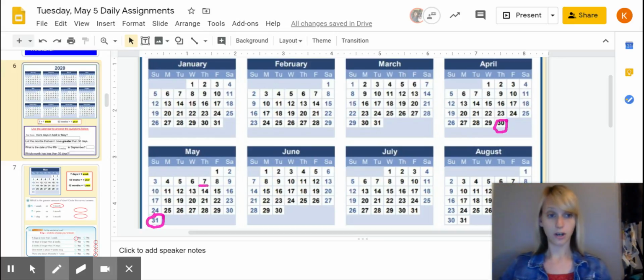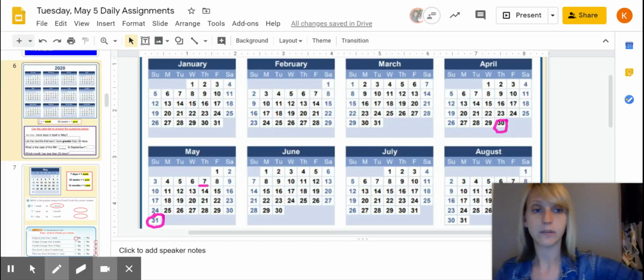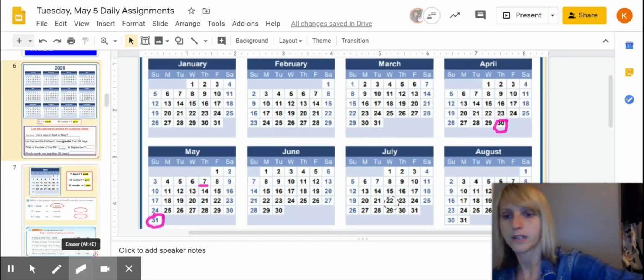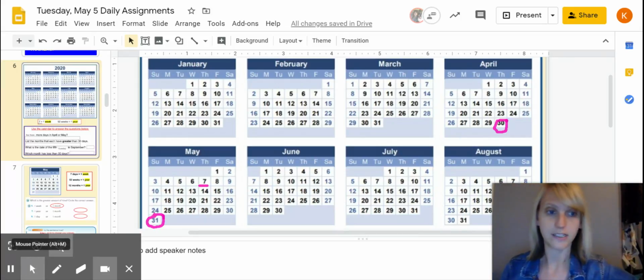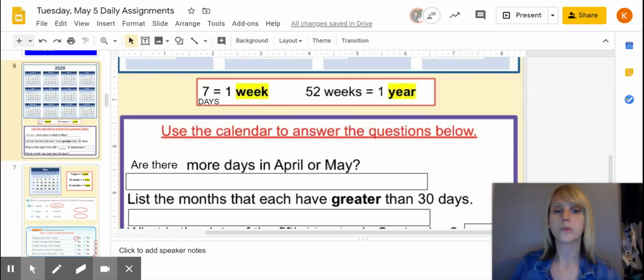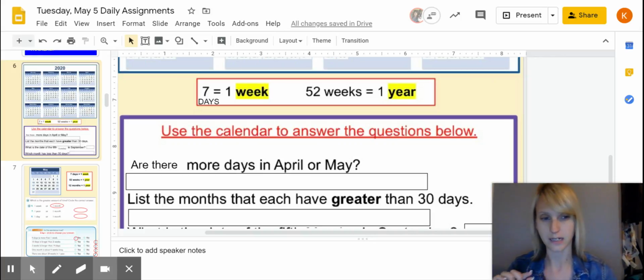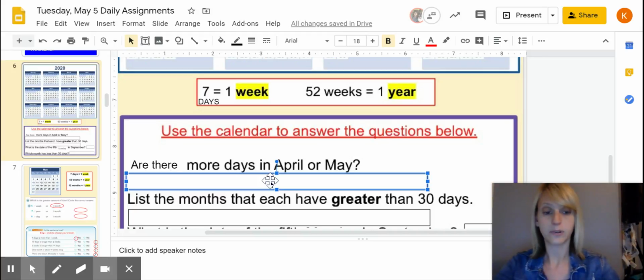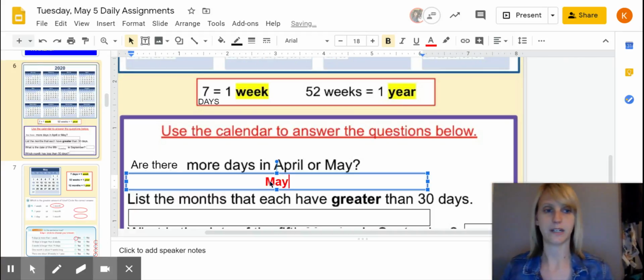Okay, so if we go back and we read our question again, are there more days in April or in May? I'm still learning how to teach with this. We looked at it and I saw that there were 30 days in April. I looked back at the end date and there were 31 days in May, my birthday month. So I'm going to go ahead and put in May as my answer.